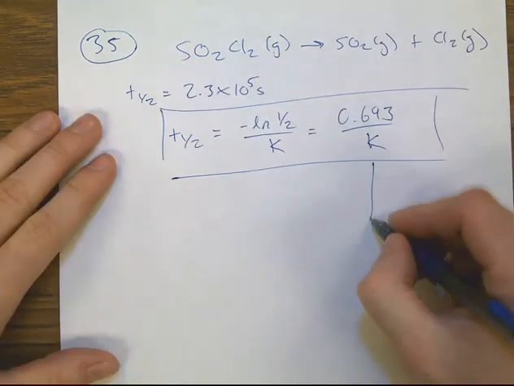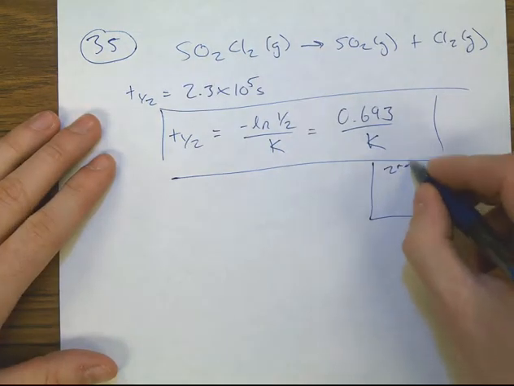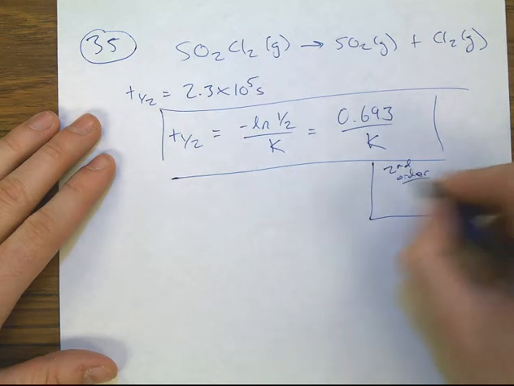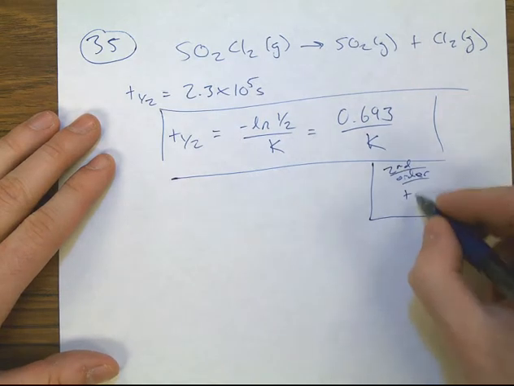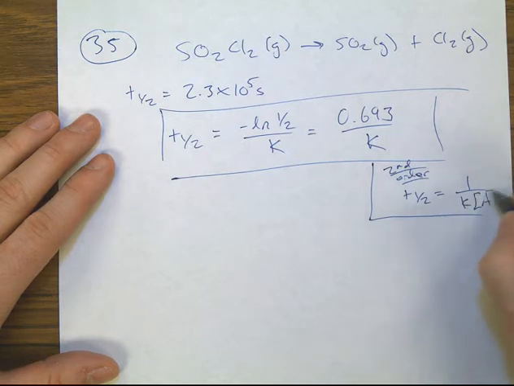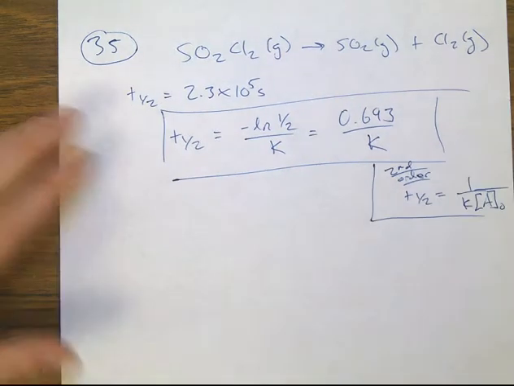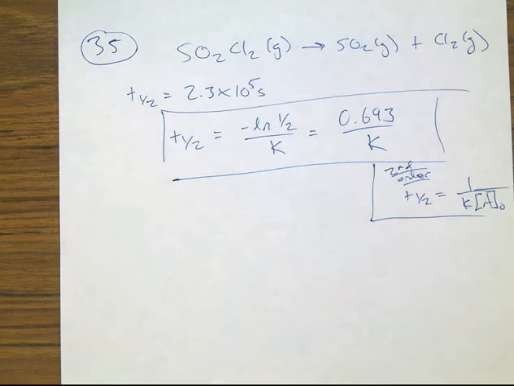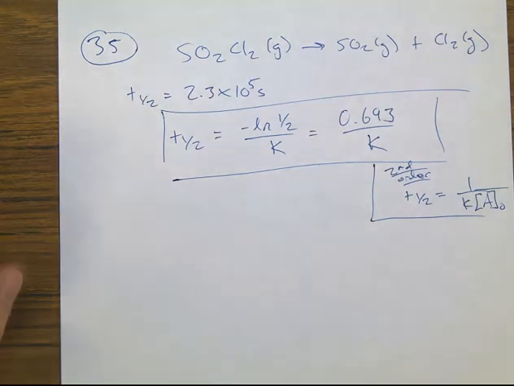Just as a side note, if it is a second-order reaction, which this reaction is not, half-life is equal to 1 over k times the initial concentration of your reactant that you're studying. So I'm going to use this one because we're working, of course, with a first-order reaction, and the question is asking for what is the rate constant. So the rate constant is k.